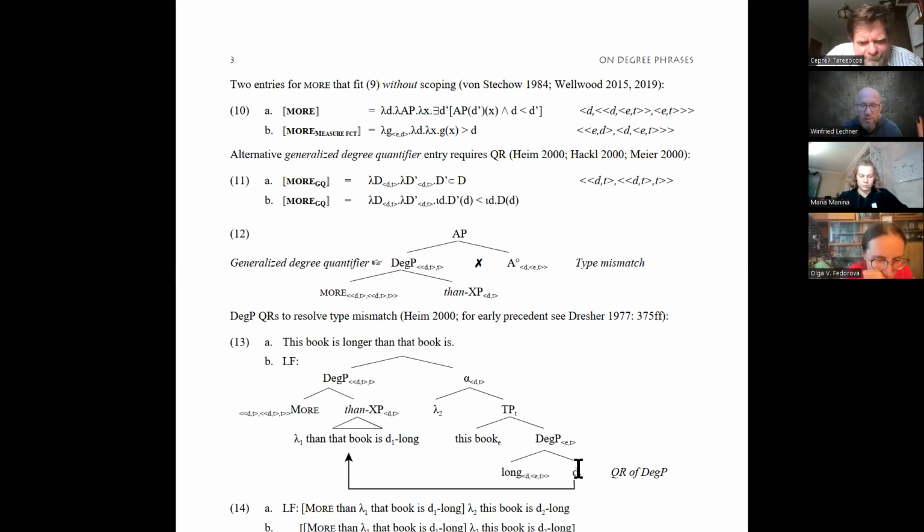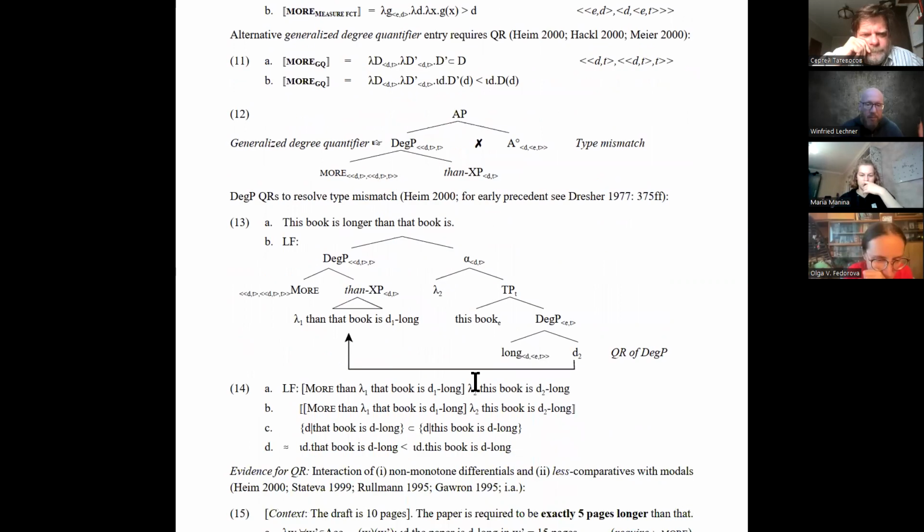So we start out with the degree phrase next to the adjective in accordance with option A. Now, QRing the degree phrase and leaving a trace of appropriate type allows the trace to combine. We predicate abstract over the degree at this higher level, and now the degree phrase can freely combine with its sister node.